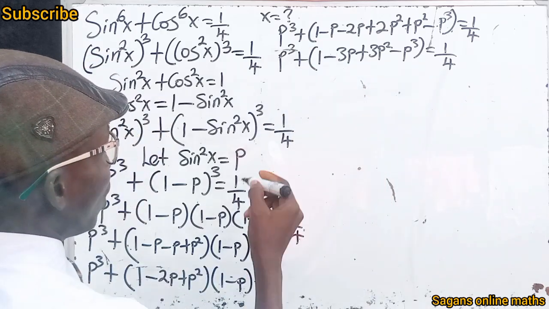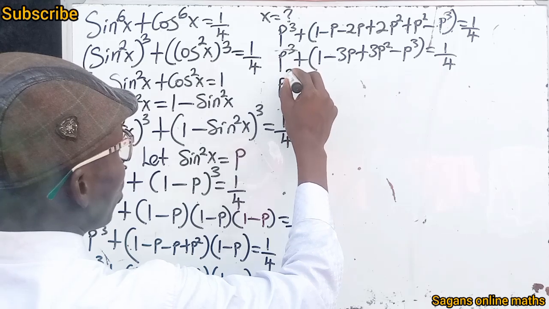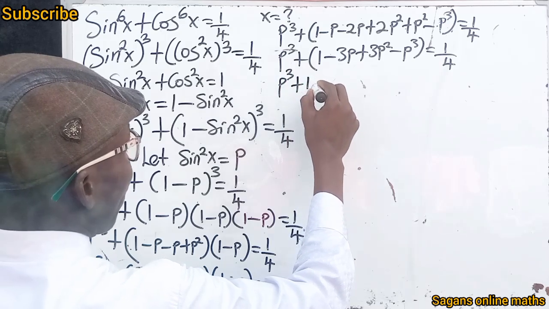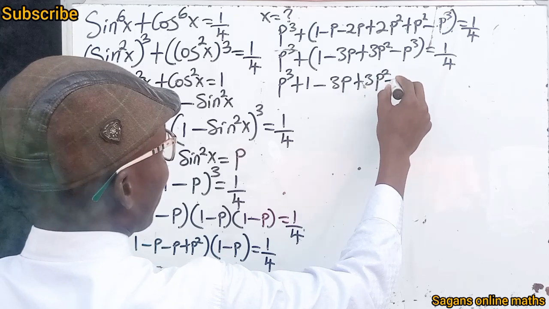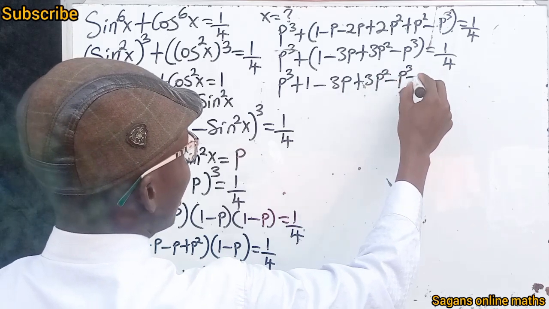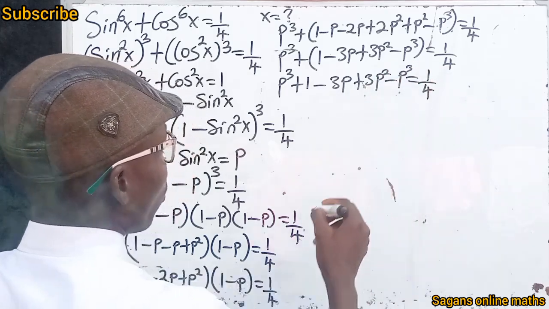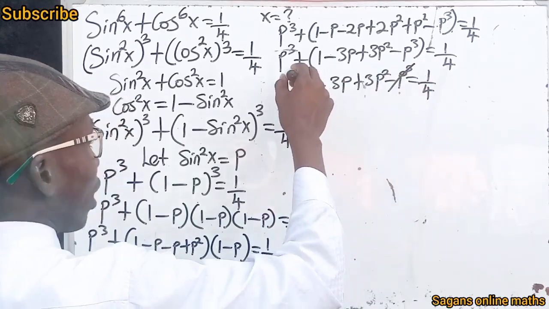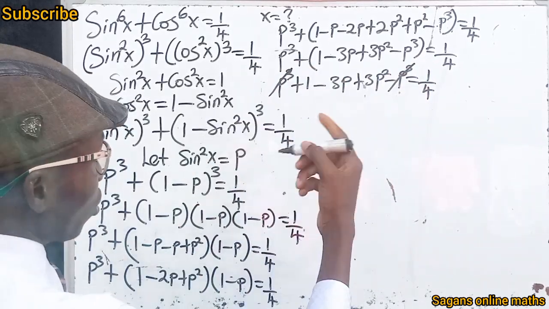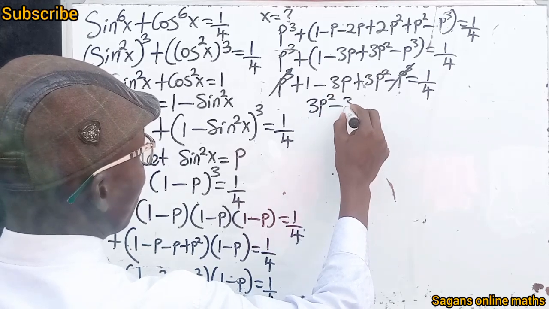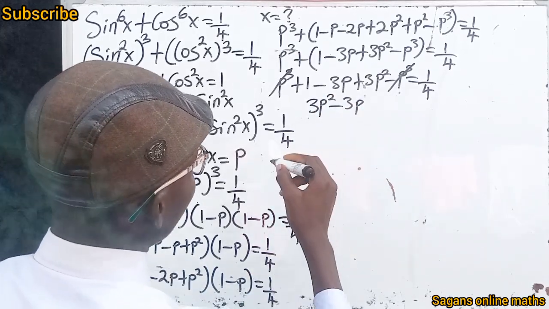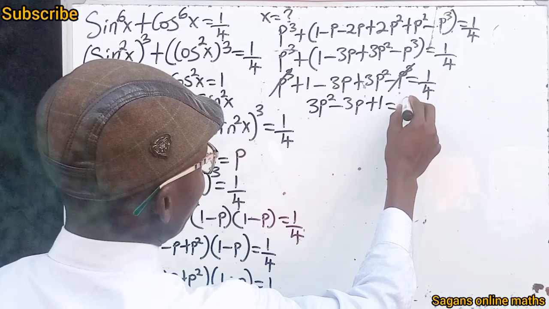Now let's remove the parentheses. So now this is p raised to power 3 plus 1 minus 3p plus 3p square, okay, minus p raised to power 3 equals 1 over 4. Now you can see that p raised to power 3 minus p raised to power 3 is gone. So now this is 3p square minus 3p, okay, then plus 1 equals 1 over 4.